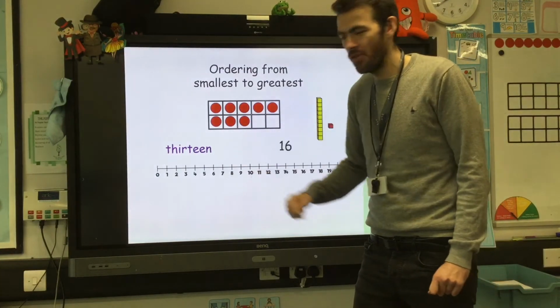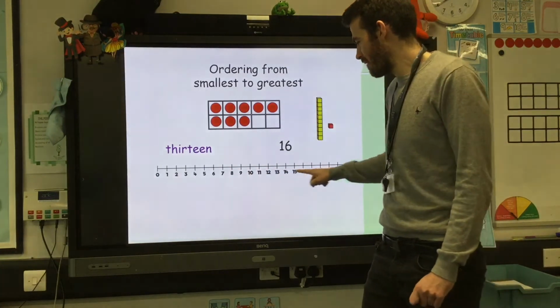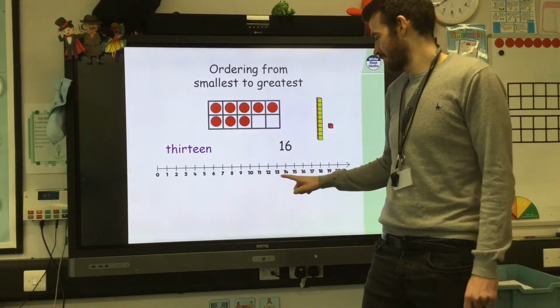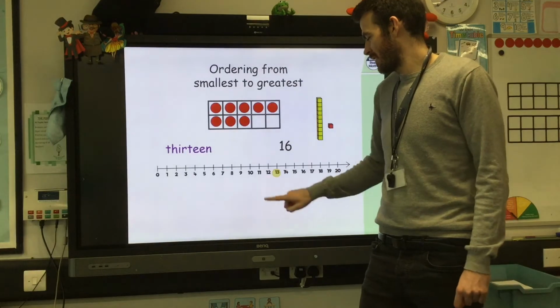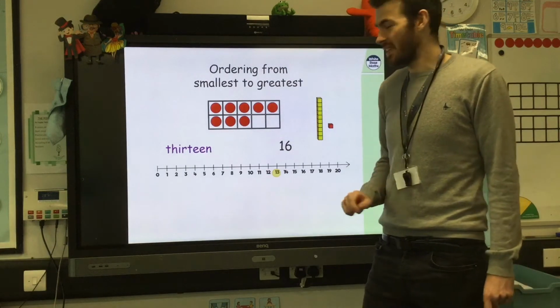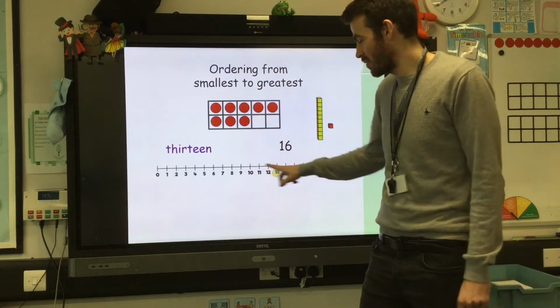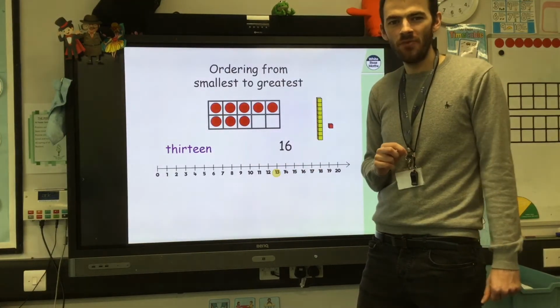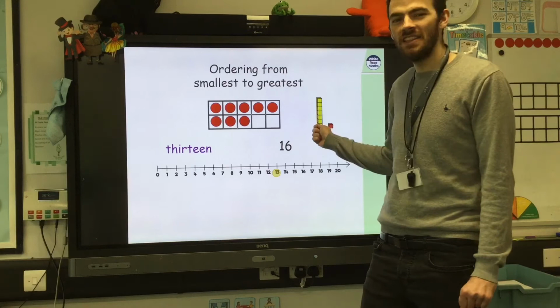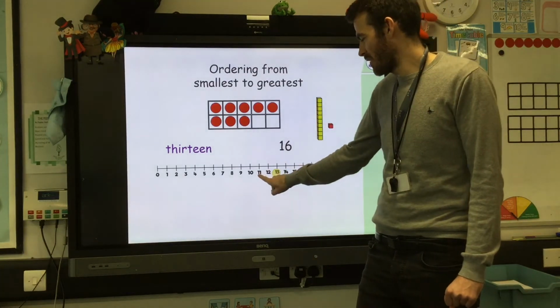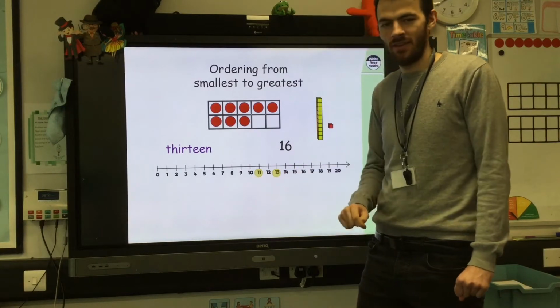So we will start with 13. Can you point to where it goes on the number line? Fantastic. It goes there. Next, let's look at the base 10. Can you point to where you think the number 11 goes on the number line? Think of the tens and the ones. Excellent. We have 1 ten and 1 one.